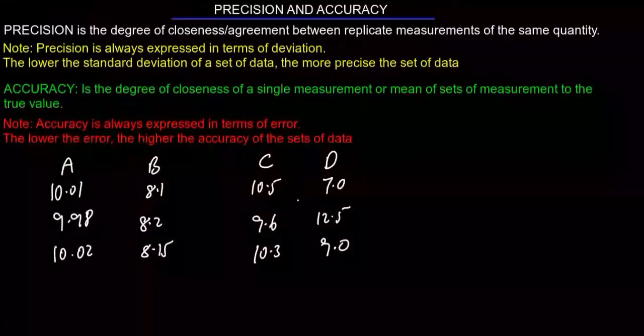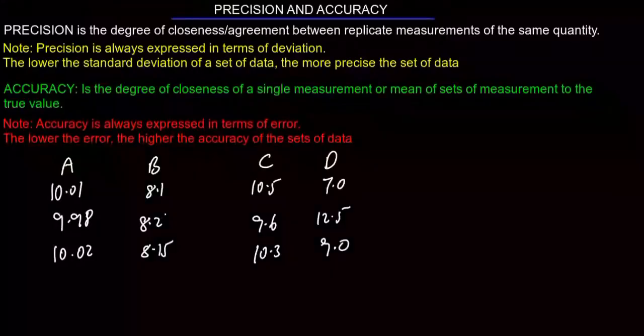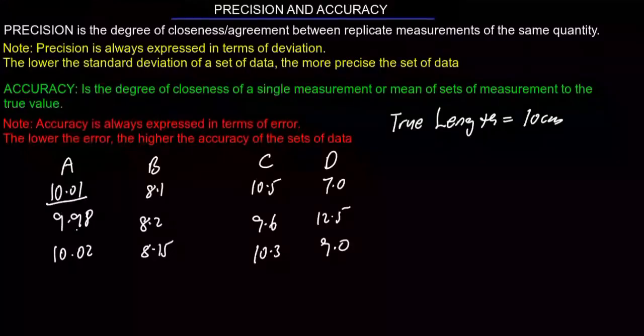So let's look at the precision. But before that, let me say they are trying to measure the length of a particular object, and let's assume that the true length of that object is 10 centimeters. All these values are obtained in centimeters. Now let's go. Look at student A: 10.01, 9.98, and 10.02. Let's comment on the precision.